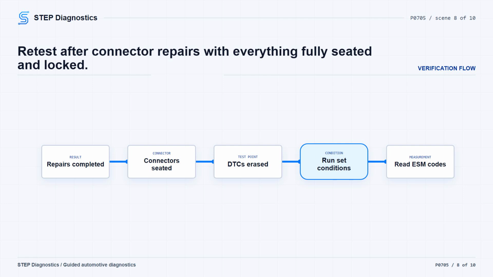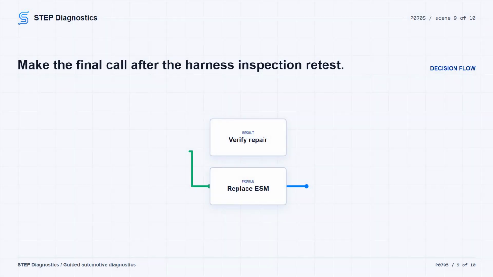Erase the codes again. Operate the vehicle using the recorded event and environmental data along with the monitored and set conditions, and read the ESM codes with the scan tool. If P0705 does not return after the harness connection checks, verify the repair and confirm the code stays gone.